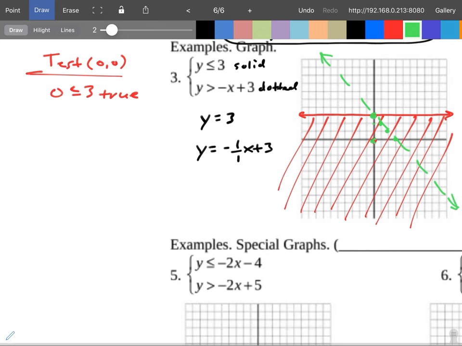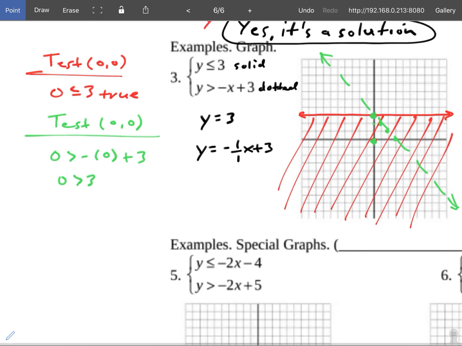And again, we're going to test 0, 0. So we're testing this point right here. And so we'll test 0, 0 in the bottom inequality. Well, if we do that, then that second inequality is going to say 0 is greater than the negative of 0 plus 3. Well, the negative of 0 is 0, so 0 plus 3 is 3. So it's going to say 0 is greater than 3. And that is not true.